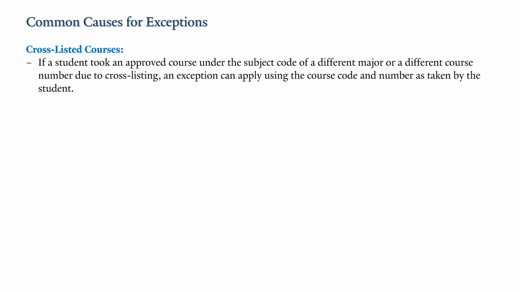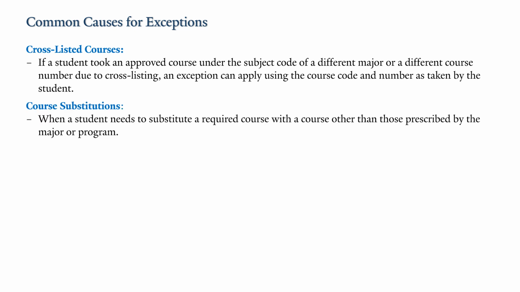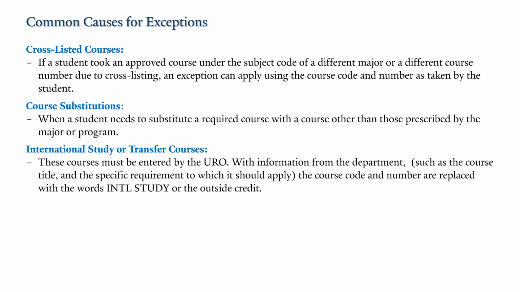Cross-listed courses. If a student took an approved course under the subject code of a different major or a different course number due to cross-listing, an exception can apply using the course code and number as taken by the student. Course substitutions. When a student needs to substitute a required course with a course other than those prescribed by the major or program.